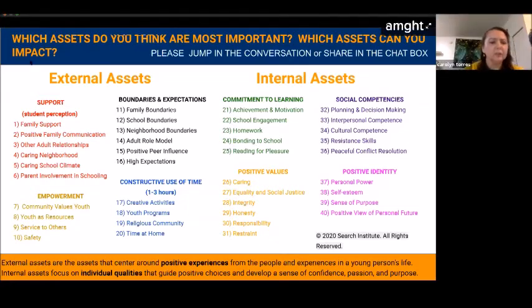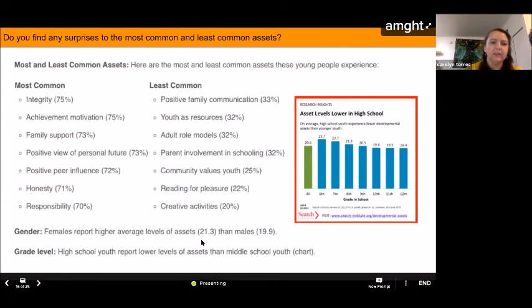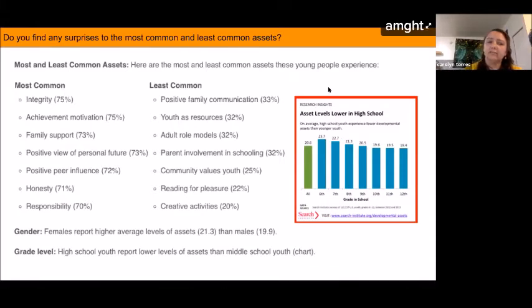Okay, Steve, could you move it to the next slide? I want to keep it moving. As you look at the slide, you can see the most common assets and some of the least common assets. If you look at the most common assets, you can notice that most of them fall under the internal assets, what kids believe about themselves, where the only one from external is family support. And if you look at the least common, there are a lot of external assets, which means we can have a lot of impact on increasing them. If these are what happens least, these are some of the things we can have some impact on.